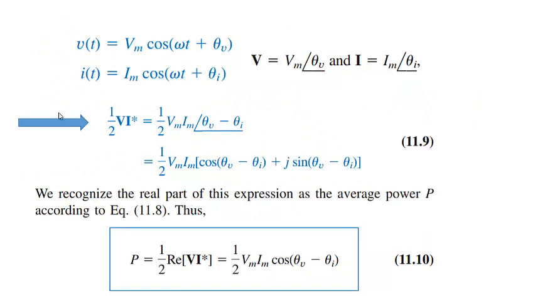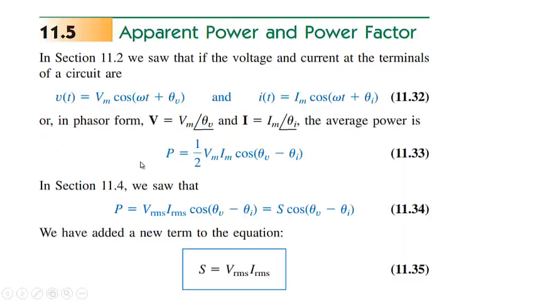That's over here. I didn't tell you that what is this 1 by 2 V into I. I just put this value and told you that the real part of this will be the average power that we are interested in. Now you can see that this 1 by 2 V into I is actually nothing but a complex power.